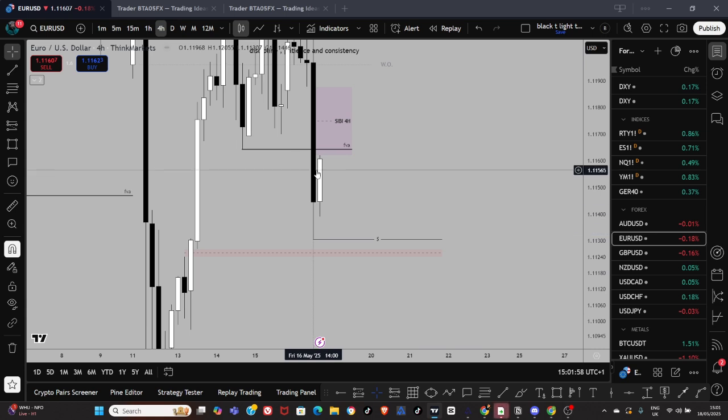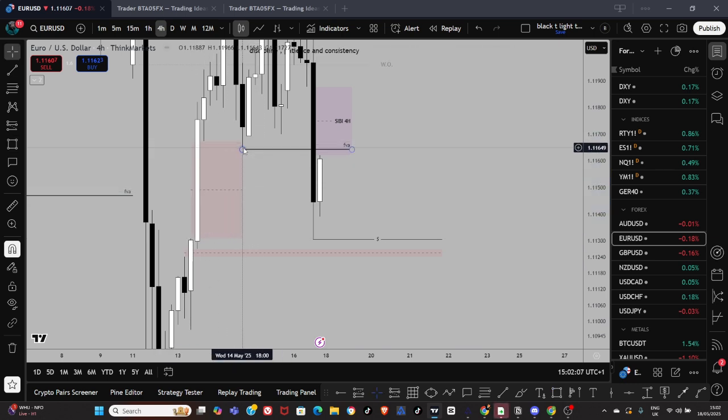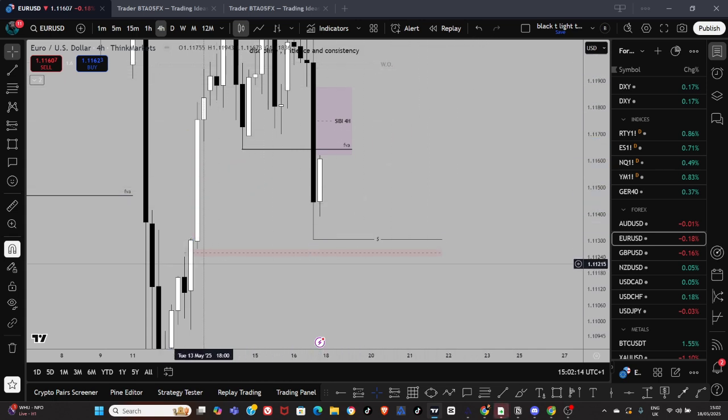We can't say price is reacting further because this fair value gap has already been mitigated with this week here. Let me show you. Yeah, this week has already mitigated the fair value gap. So this fair value gap is mitigated already, so we're not using it. The only one that is unmitigated is this one, and I'm not looking to buy from here. This can serve as a potential retracement.